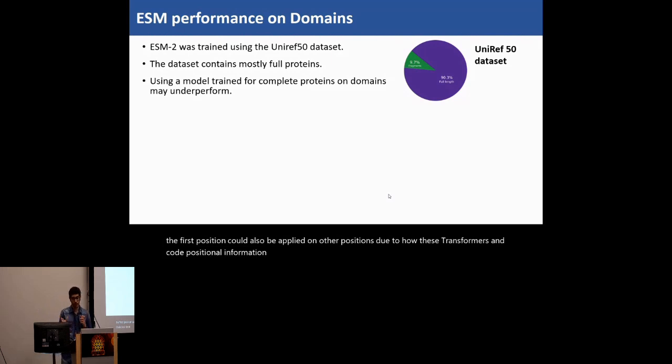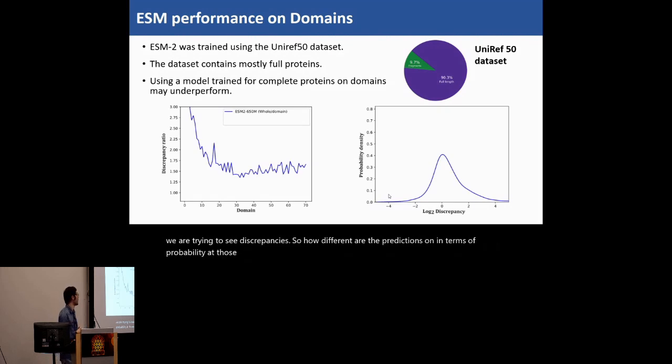So what we did is, for the domains of titin, so fibronectin and IGs, we went to InterPro and downloaded sequences that had annotations of these domains. Then we chopped out these domains and showed the model either the domain alone or the domain with the full-length context. And here we are trying to see discrepancies, so how different are the predictions in terms of probability at those positions. And here you can see it in the plot.